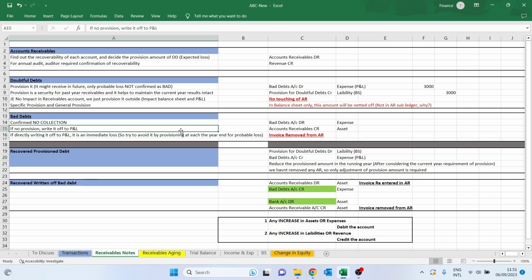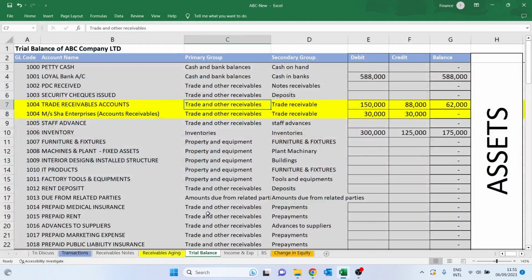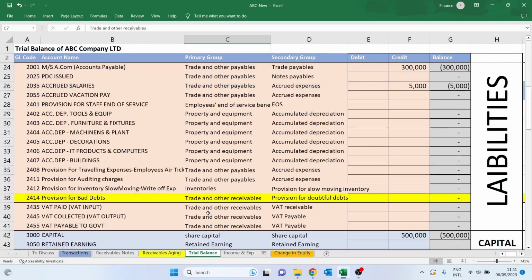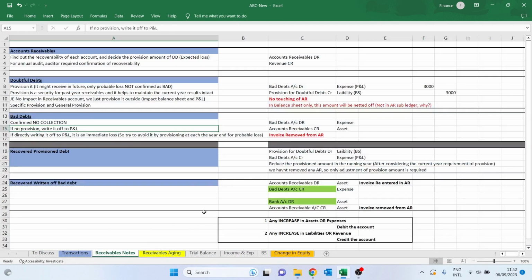In our company, there is no earlier provision. We can check the trial balance. See, this is our provision for bad debts. It is zero. We haven't maintained any provision in earlier years because this is our first year. So there is no balance in provision. In this case, the treatment of that 30,000 will be directly writing it off as bad debts, since it is already confirmed in the current year.